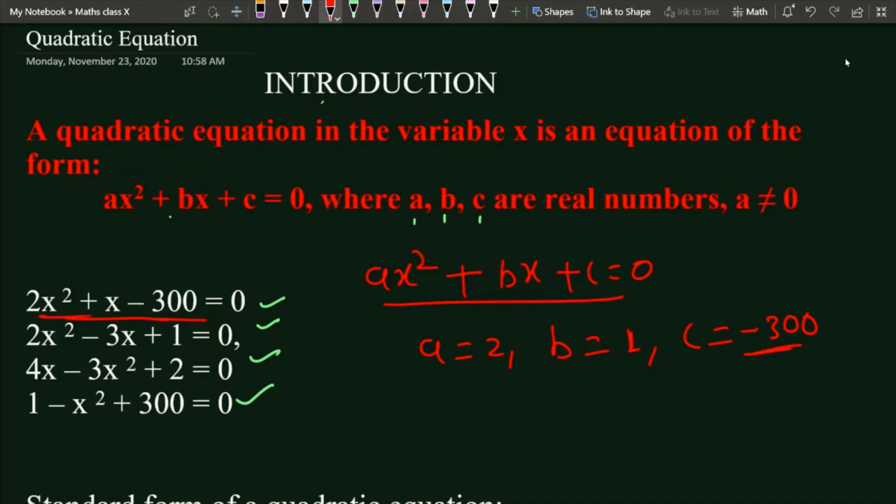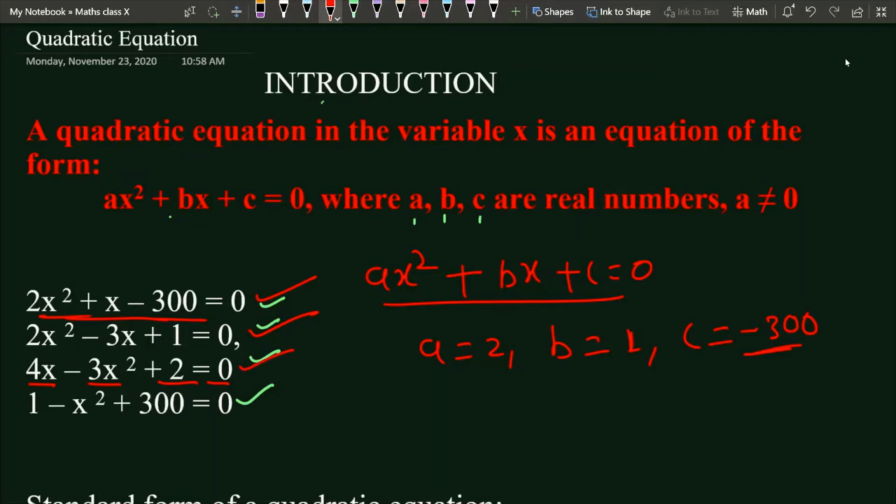So this is the first equation, 2x square plus x minus 300. This is a quadratic equation. Similarly, 2x square minus 3x plus 1 also has a not equal to 0, so it is also a quadratic equation. Now look at this one: 4x minus 3x square plus 2 equals 0. This is also a quadratic equation. Although the terms are jumbled, and the term having power 2 of x is written second, it is still a quadratic equation.